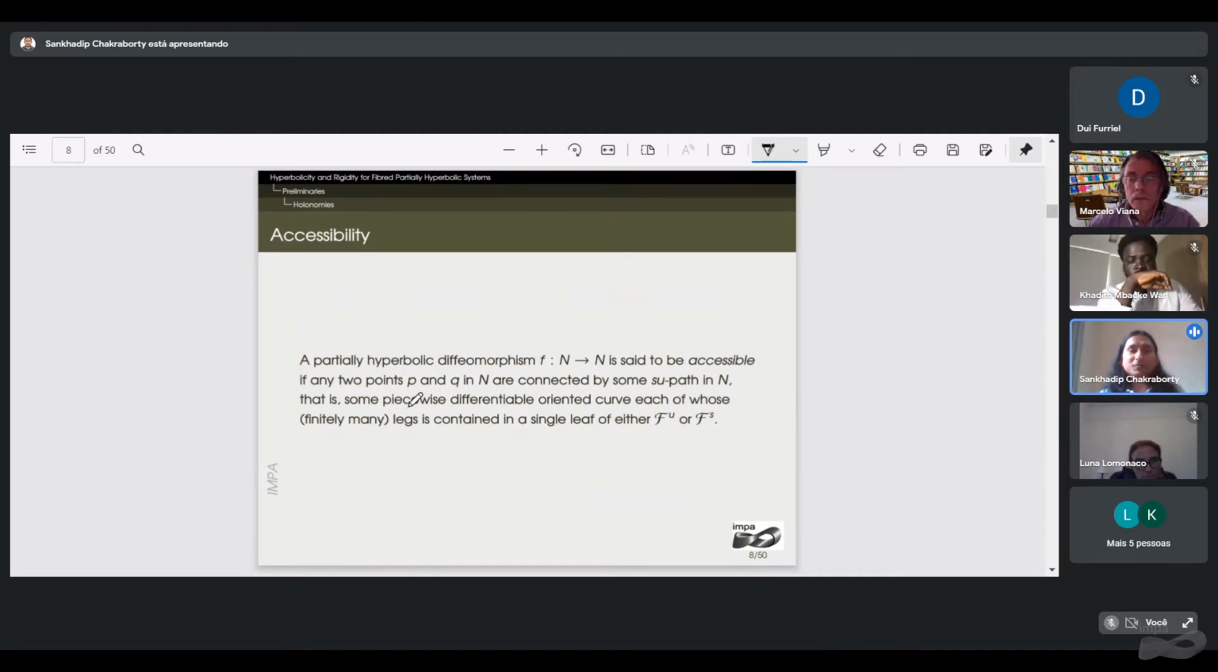Now, a partially hyperbolic diffeomorphism is said to be accessible if any two points can be connected by an SU path, some SU path, which means starting from P, you follow either a stable leaf or an unstable leaf. You go to some point, say P1, from there you go to some point P2. So at each turn, there is a choice. You can either choose a stable leaf or an unstable leaf, but it has to be finitely many. And so when any point can be reached from any other point in this way, the partially hyperbolic diffeomorphism is said to be accessible.